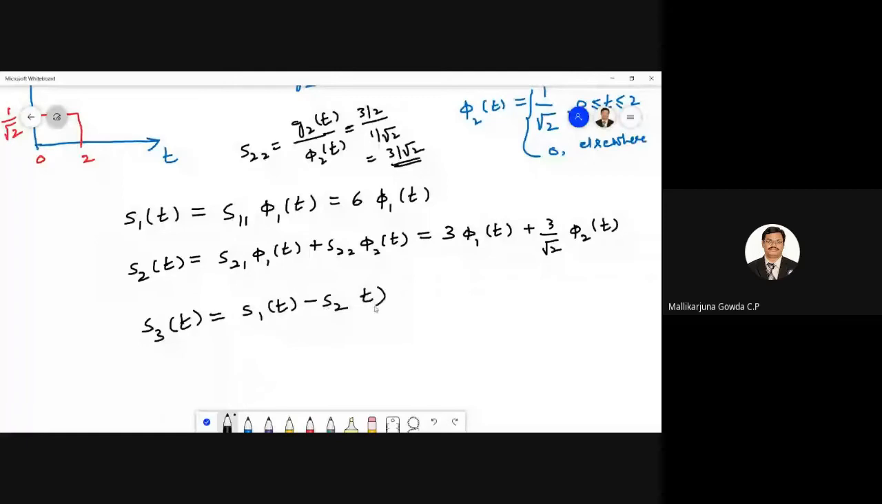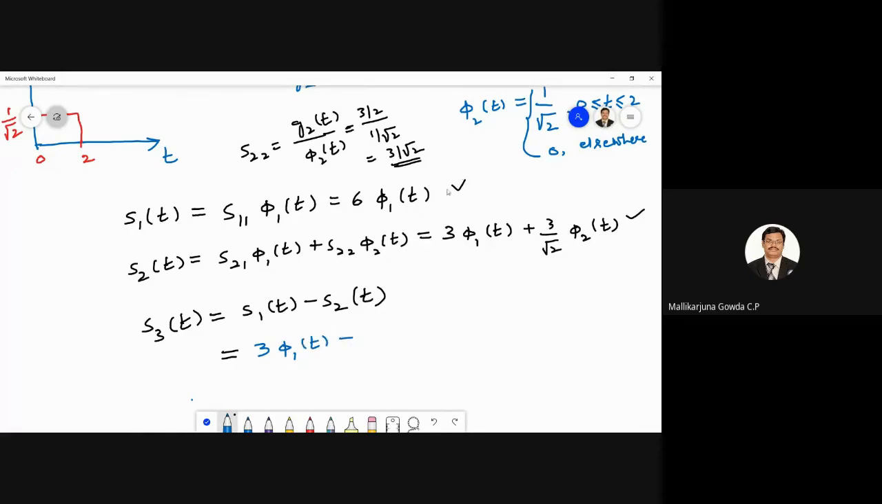Okay. So I need to subtract those two equations, this and this. So if I do that, I will get S3 of t. So what can I write? Here, see, 6 pi 1 of t is there, and here 3 pi 1 of t is there. So what I get? 6 pi 1 of t minus 3 pi 1 of t. It is 3 pi 1 of t.